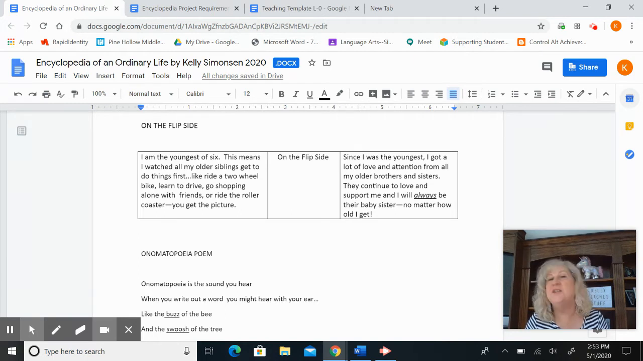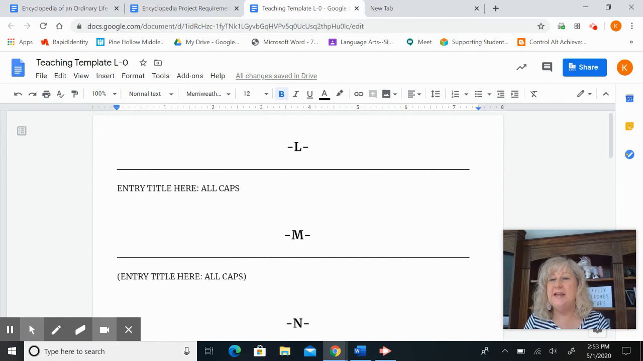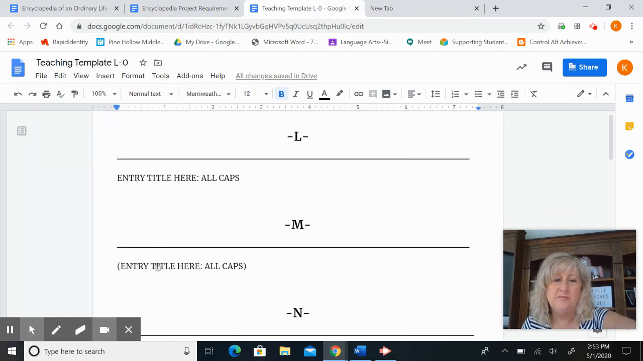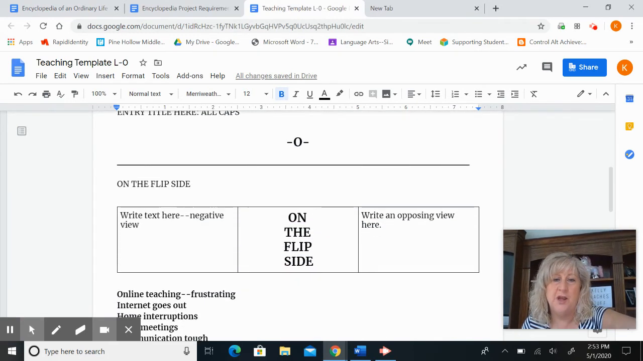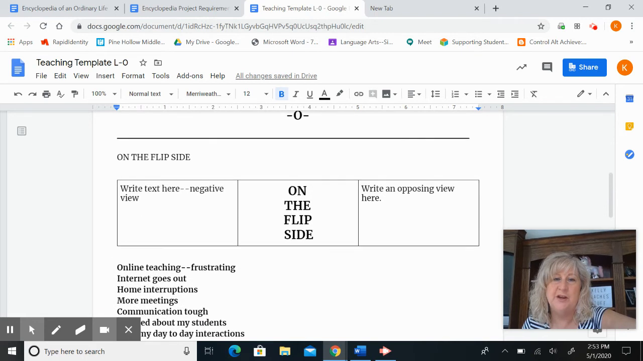So if you have something else for the letter O that you want to include, that would be added on to this entry, because on the flip side is a required entry. Okay, so let's look at what you're going to do for the letter O. And this is on your template here. So when you see your template, you will see where it says on the left-hand side, write text here. And this should be like the negative view.